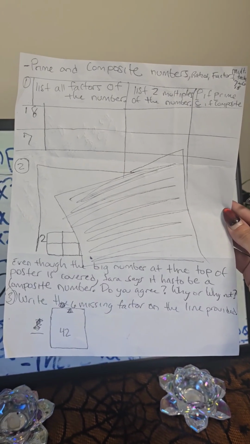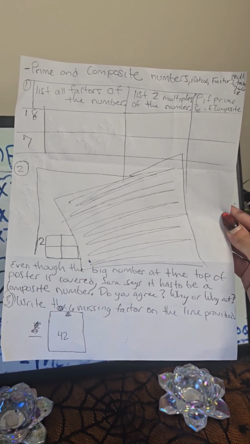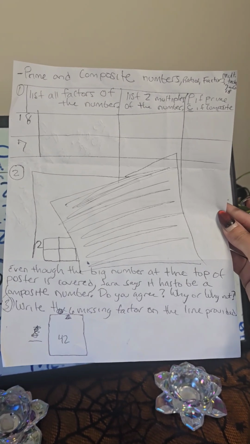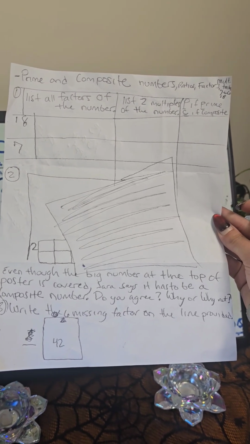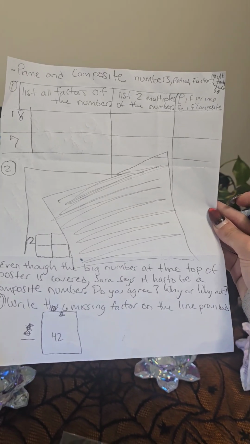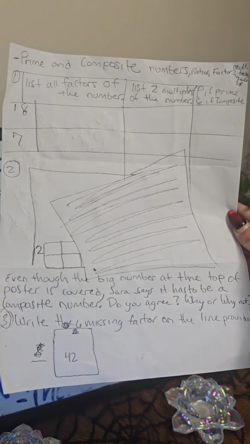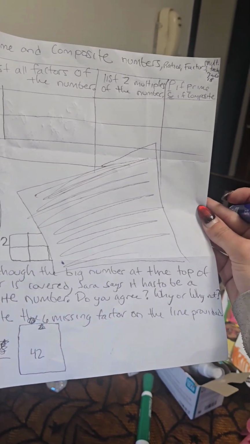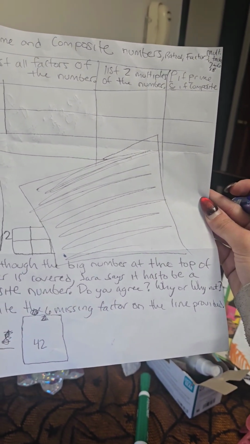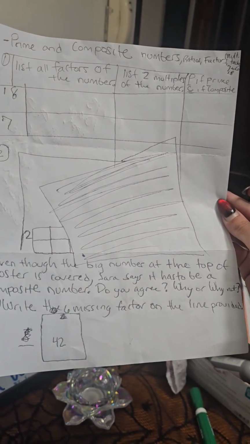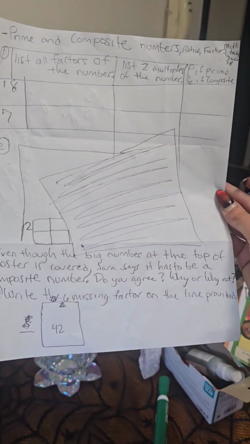So it says, Sarah says it has to be a composite number. Do you agree? Well, the only number we see is 2. And just like we went over, we know that 2 is prime because we went over our rules and our factors, right? So the answer is no, I don't agree, because 2 is prime, not composite, because it's a whole number and only has factors 1 and itself, or in this case, 1 and 2. That's how you would answer the question.